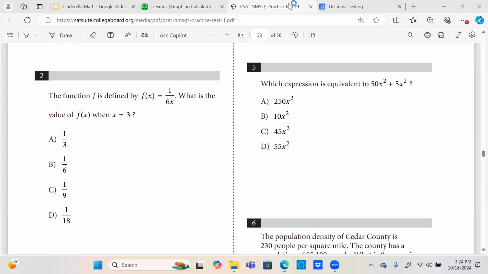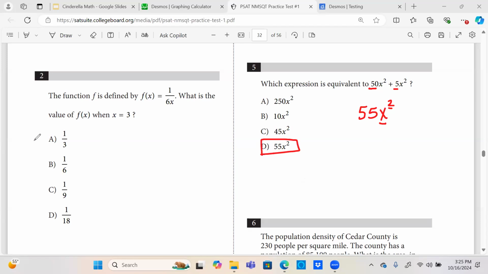Number 5, we need the equivalent expression of 50x squared plus 5x squared. So those are like terms. We can just add 50 plus 5, so 55, and you keep the x squared. A big mistake I see is people say x to the 4th. But when you're just adding or subtracting these like terms, you keep the variable and the exponent the same. So that would be D.